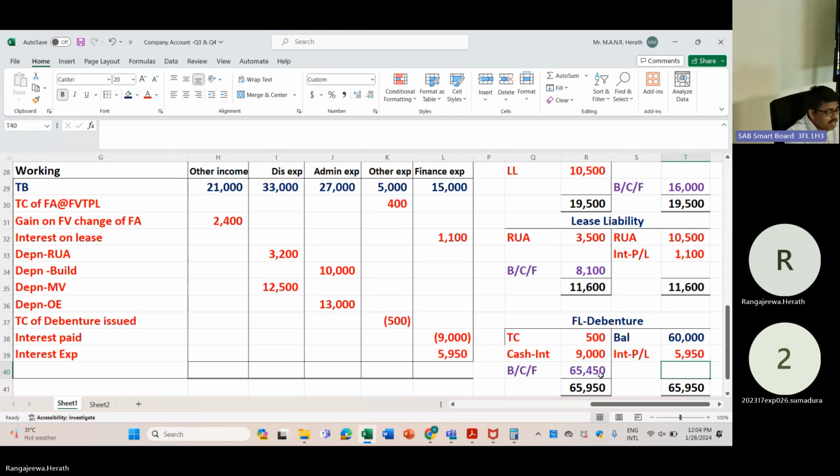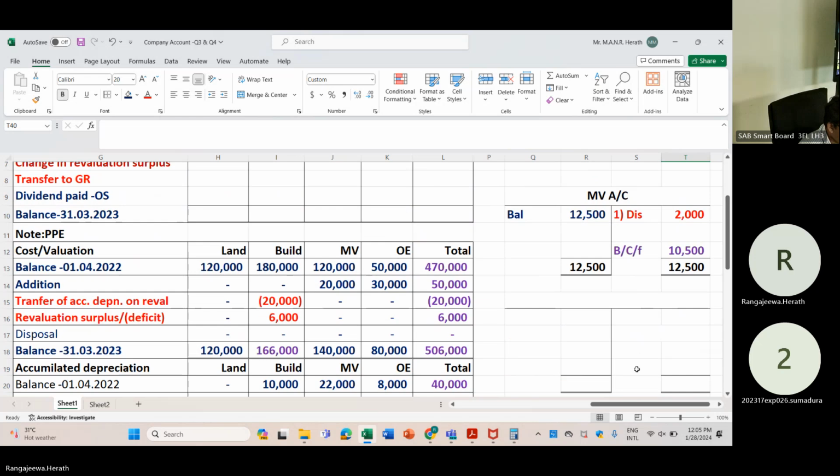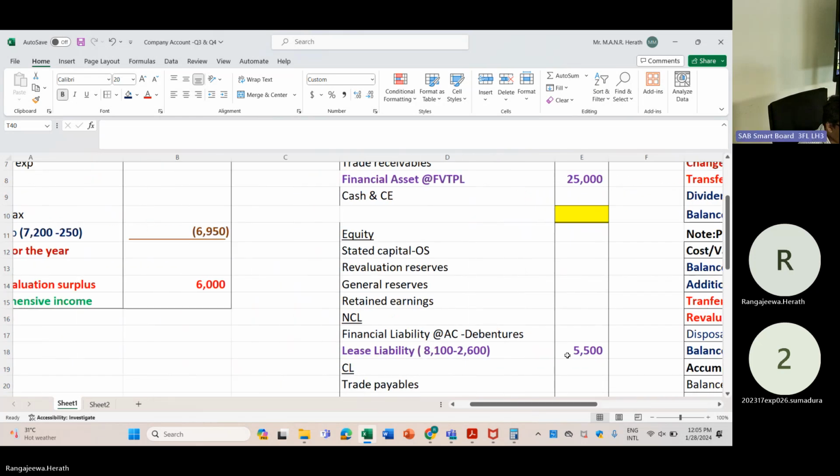So then finally you can have the balance of the debenture account. Debenture account balance is 55,450. So we can take this debenture account balance to the statement of financial position. Financial liability, debenture.